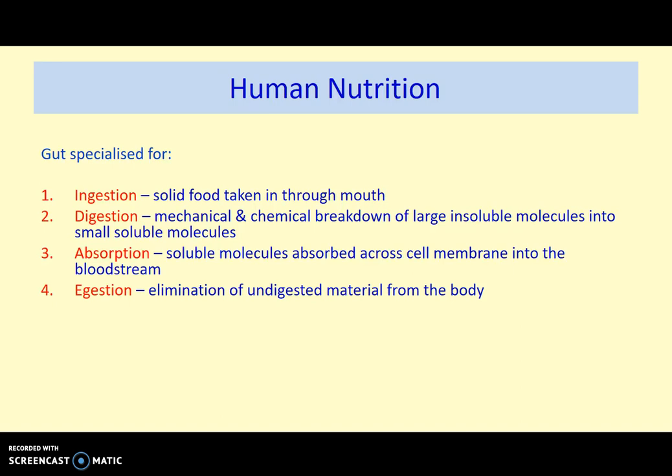Once you've got those small soluble molecules, then they can be absorbed. And absorption just means that those small molecules will cross the cell membranes of your intestines into the bloodstream. There is another term on here, assimilation, that is those small molecules can then be built up into larger molecules again once they're inside the body, and that often happens in the liver. And then the final terminology here is egestion, which is the elimination of undigested material from the body.